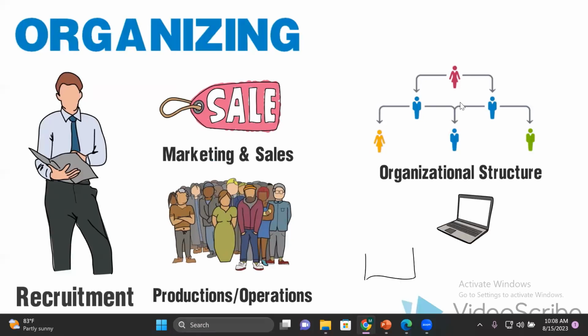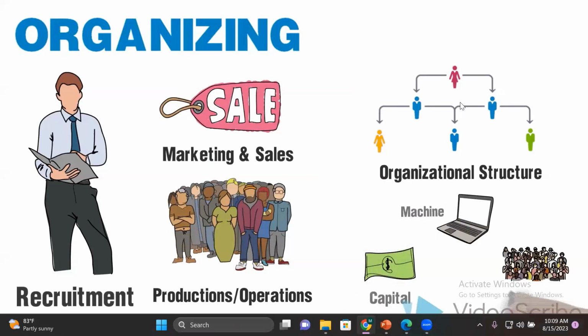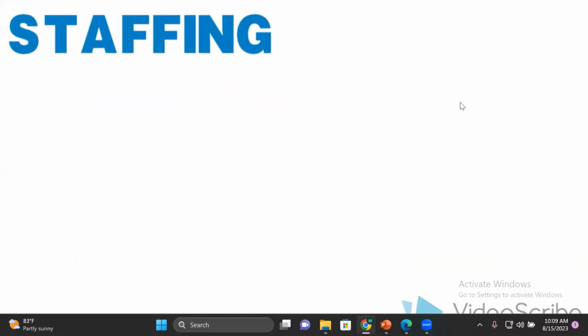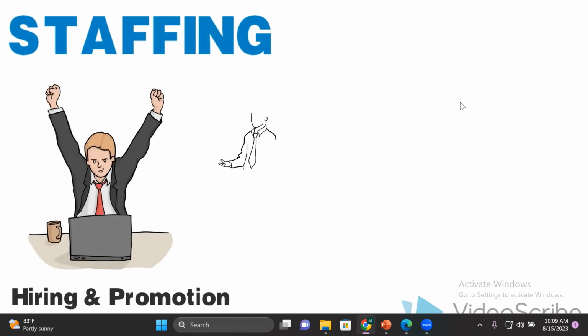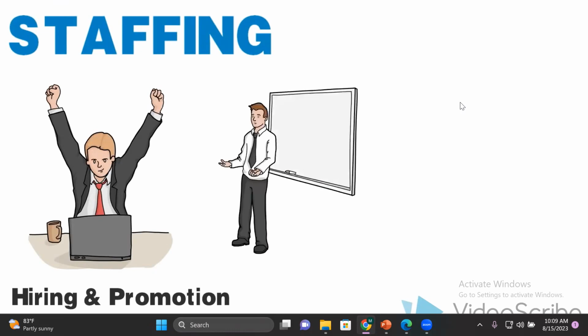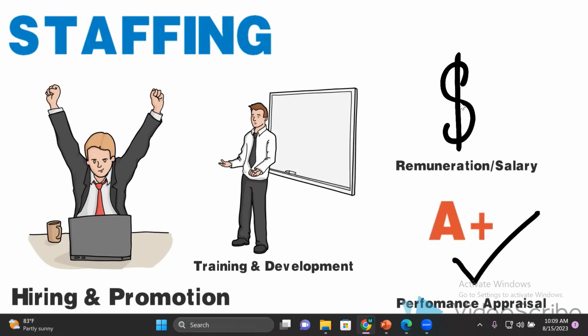Organizing also ensures that whatever necessary items the business or department needs are met, such as the need for materials like machineries or computers, capital, and personnel. Third, staffing is commonly associated with hiring and promoting employees. As a function of management, it goes more than that as it involves training and development, remuneration or compensation, and performance appraisal.